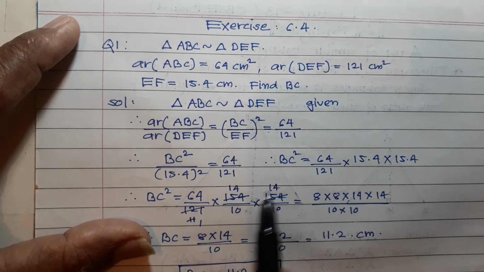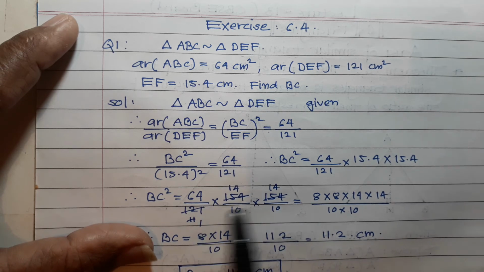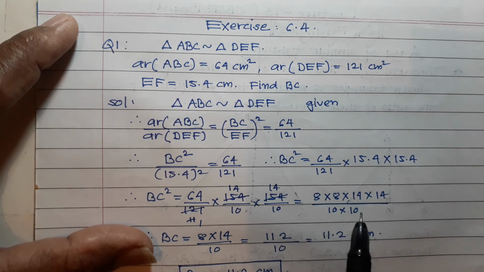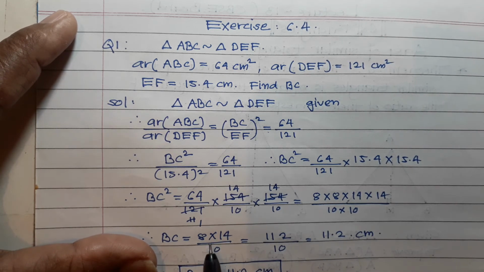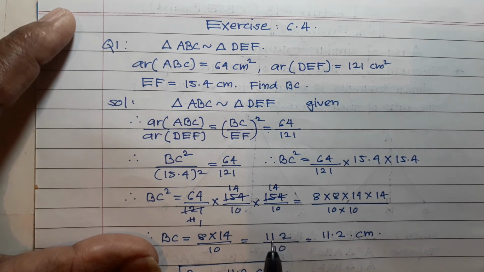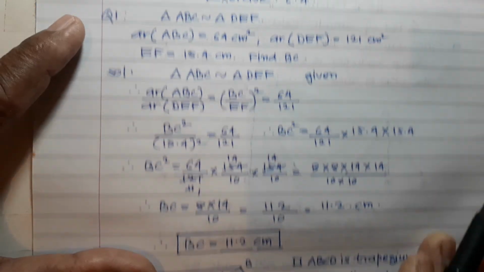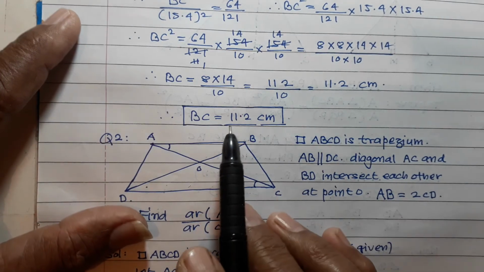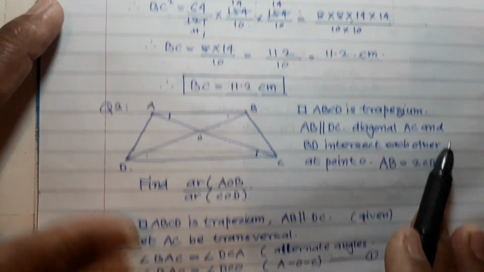So simplify this. So it is equal to 64, means 8 into 8, into 14 into 14 upon 10 into 10, and therefore BC is equal to 8 into 14 upon 10, is equal to 112 upon 10, is equal to 11.2 centimeter. Okay, and hence BC is equal to 11.2 centimeter. Question number 2.